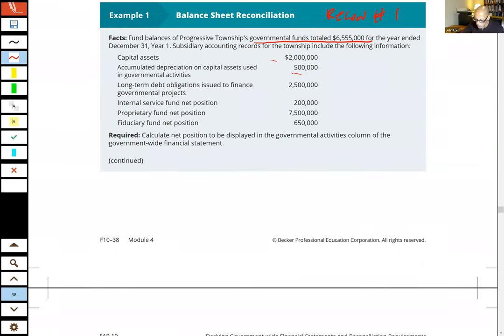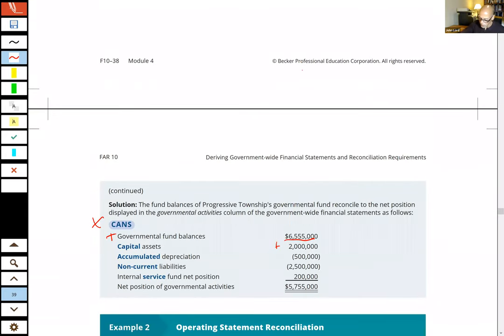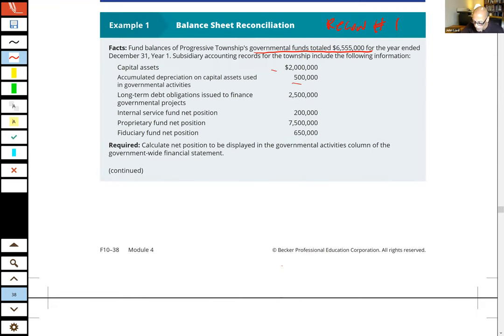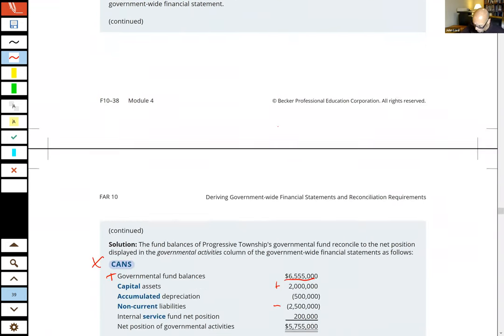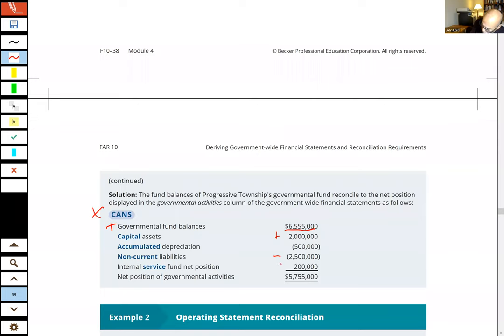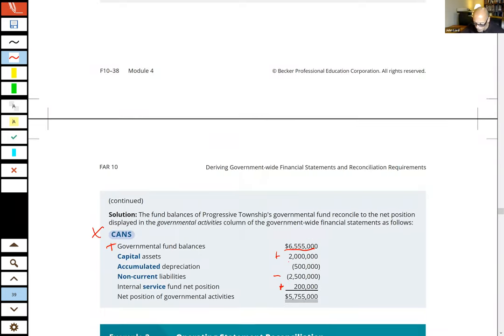Then they had long-term debt, so I have to go ahead and subtract out that long-term debt, right? And then I keep reading, and they tell me internal service fund net position, I know I got to pick that up, right? We just did that. That was that 163,000 that I couldn't find, okay, to get the right answer.